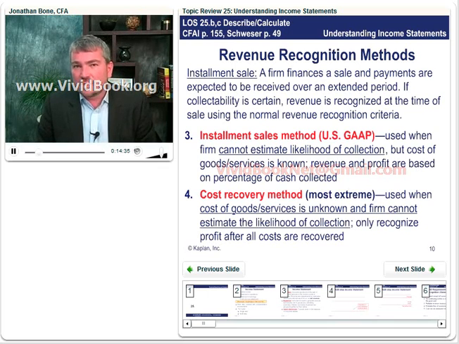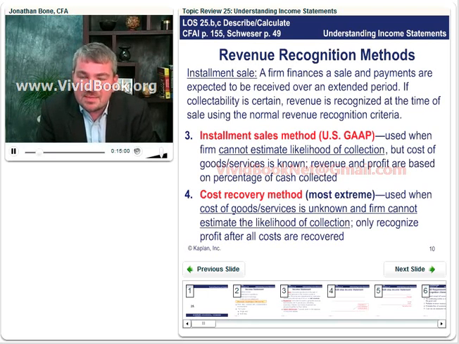Now, installment sales, this is a bit of an oddity, very unusual in reality. This is when you've made an installment sale. What is an installment sale? When you are allowing your customer to pay you in installments. Now, normally with an installment sale, we just book all of the revenue, in other words, all of the sales, when the earnings activity is complete, providing we have reasonable assurance of payment.